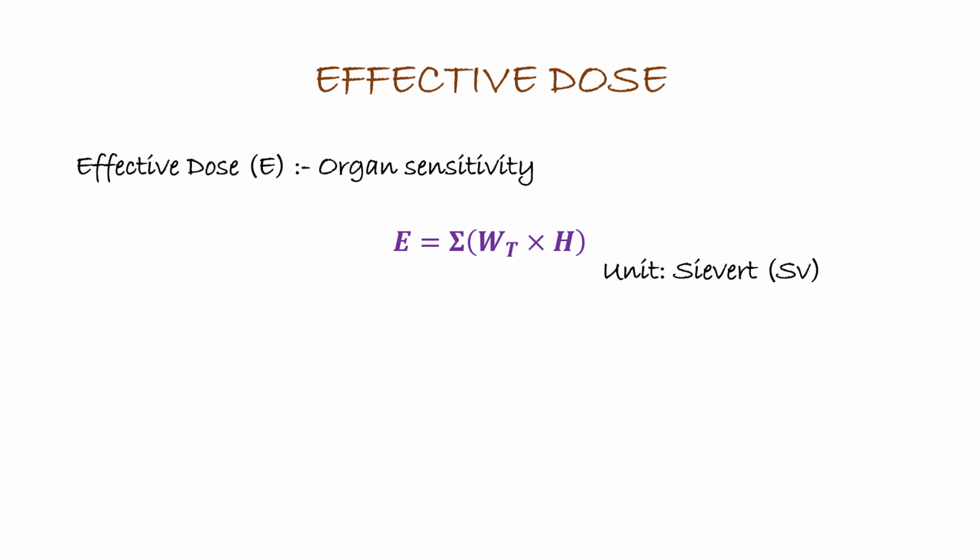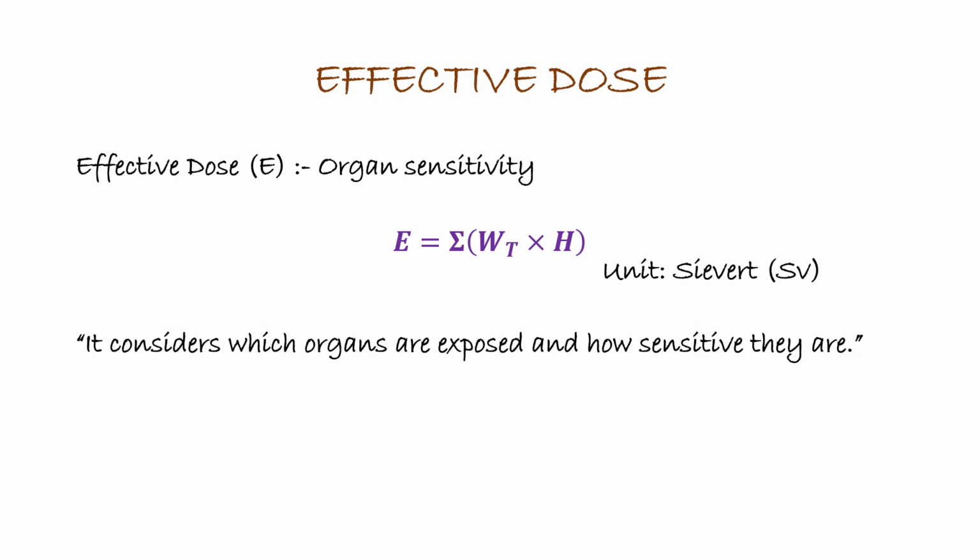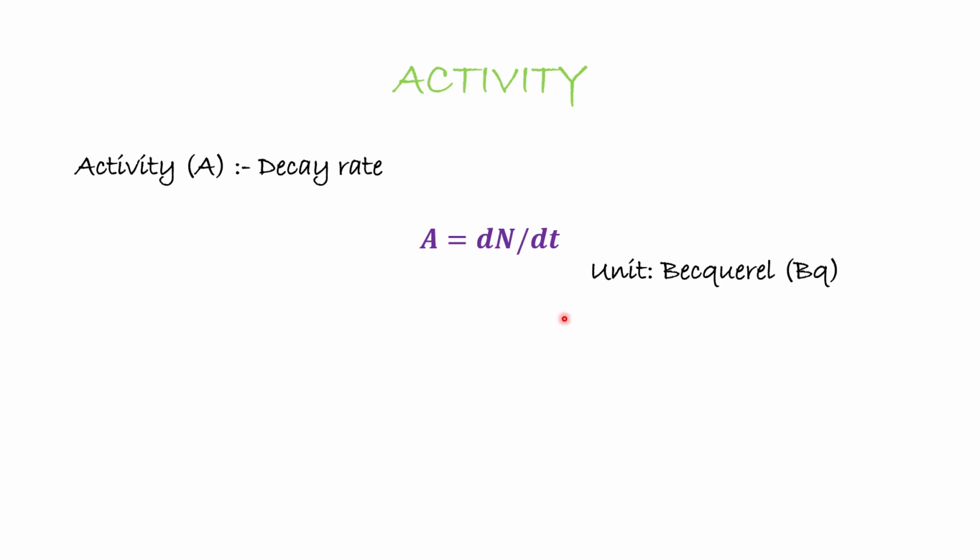So now we are near the final. Now we see what is activity. It tells how many nuclear decays happen. So activity is equal to decay rate. It is represented by capital A. A equals dN by dt. It also represents disintegrations per second. Its SI unit is Becquerel.